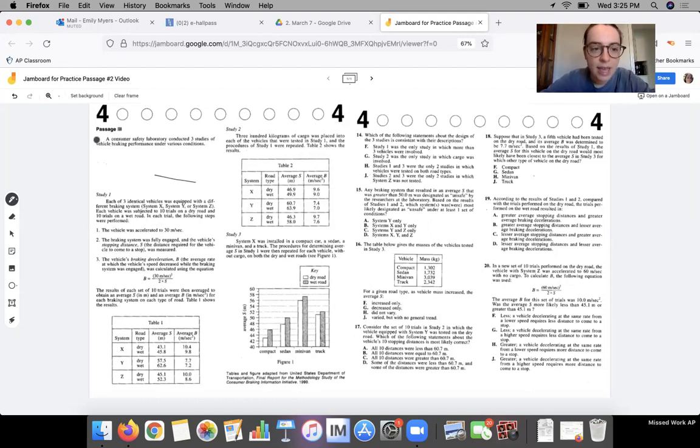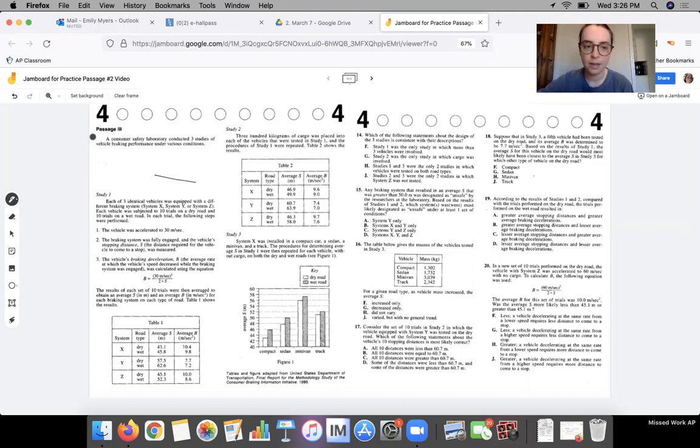Let's read this. A consumer safety laboratory conducted 3 studies of vehicle braking performance under various conditions. Okay, that tells me this passage is about testing, do the brakes on cars work? Cool, sounds interesting. Typically, these passages on ACT Science have very little to do with anything that you've done in class. They're just, can you read a graph? Can you read informational text? Okay, probably haven't learned a lot about car brakes in any of your classes.